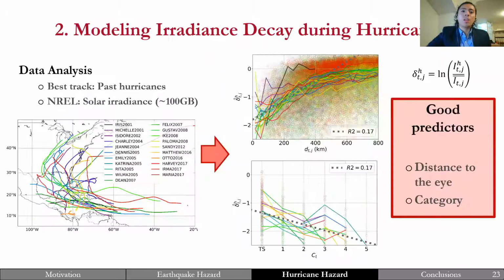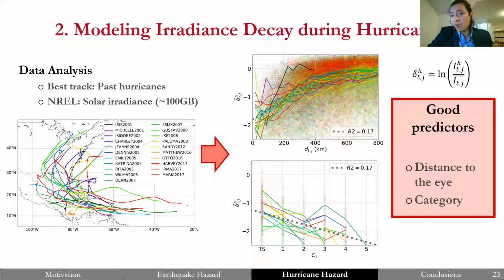So here we did an extensive analysis of what happens with the past hurricanes. We collected data for the last 20 years of hurricanes that were significant, and we define significant by being of a category 3 or more after landfall. And we couple this data set with NRL solar irradiance data.